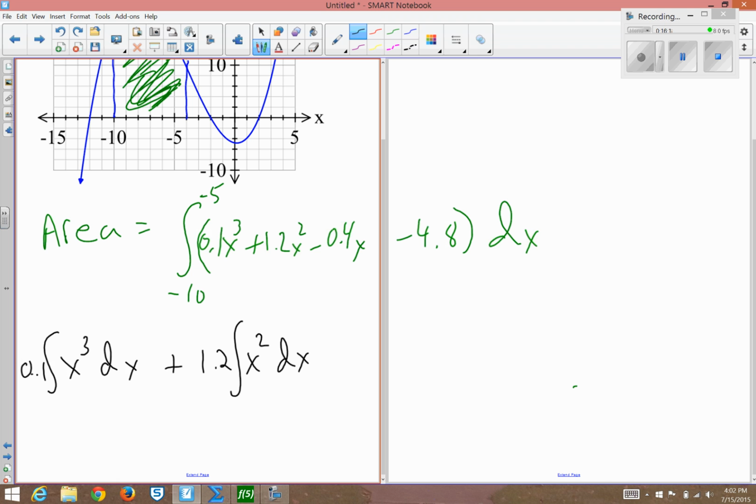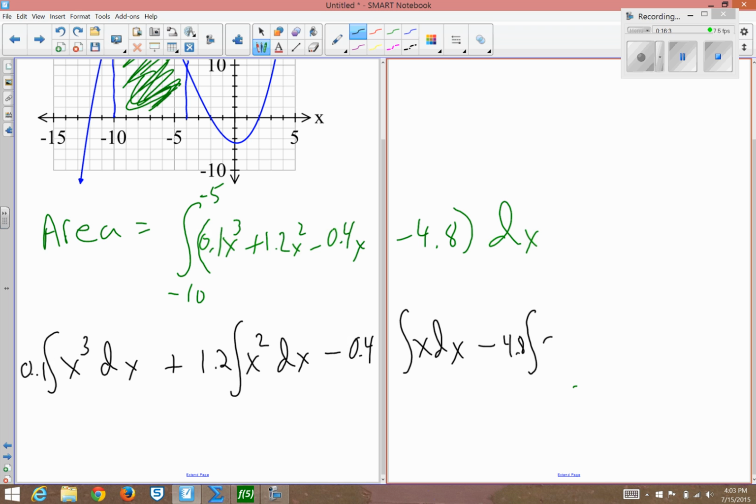Third term is negative 0.4 integral x dx. And there's one more term, negative integral 4.8 dx. So 1, 2, 3, 4 terms. 1, 2, 3, 4 integrals. For each term, I put the constant, 0.1, 1.2, negative 0.4, negative 4.8. All of those go to the left of this symbol. Also, each term gets a dx, dx, dx, dx, because we also distribute the dx.